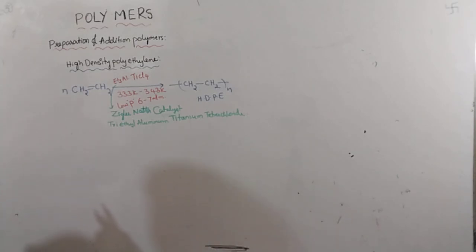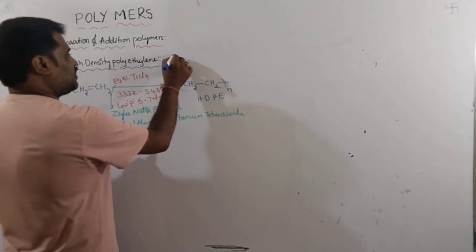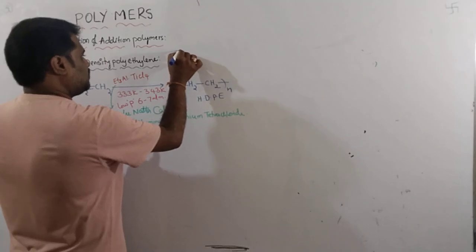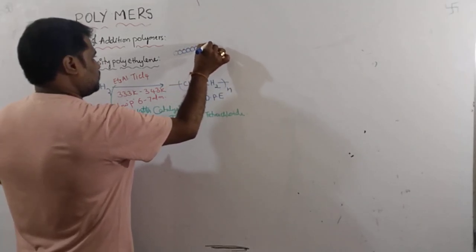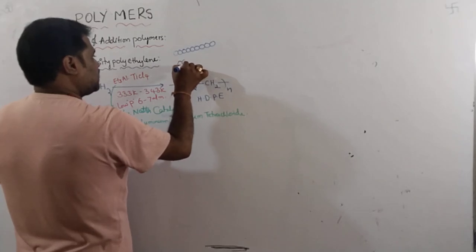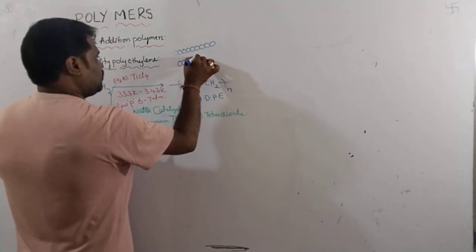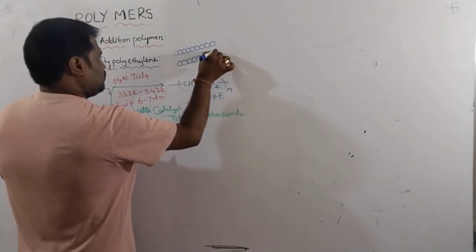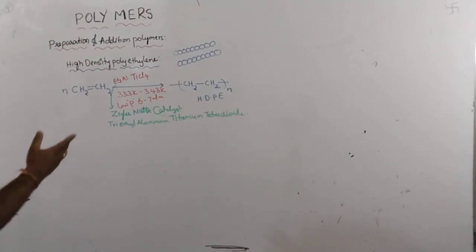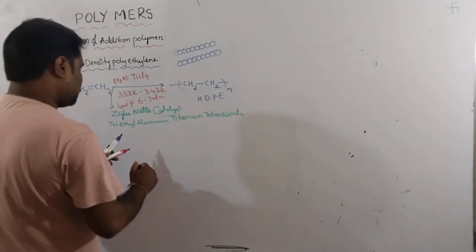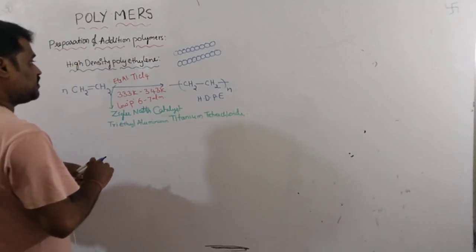High density polyethylene is a linear molecule, we know that. Linear polymer, a linear or straight chain, will be like this. Linear or straight chain, with a closed cubic structure. That's why high density polyethylene is formed.